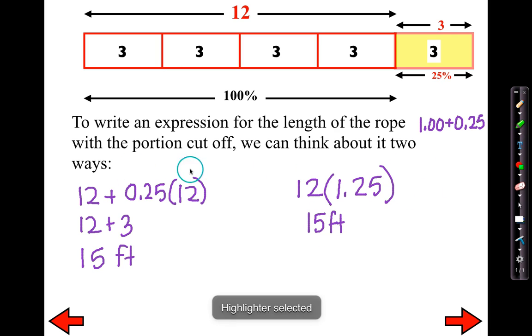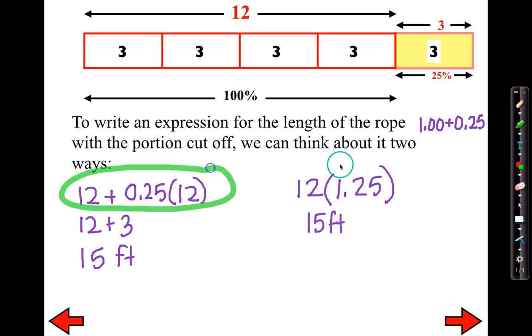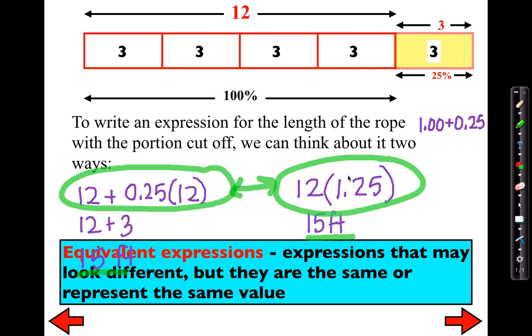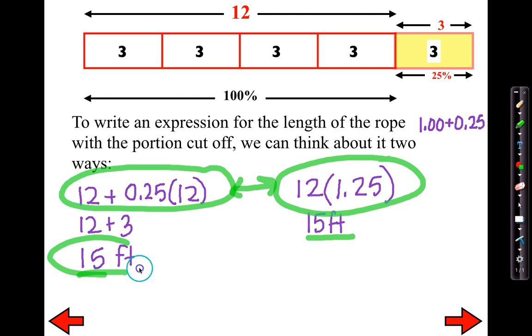So you're going to note here that these two expressions are equivalent, and I can prove it to you because the answers give us the same exact value. So once again, equivalent expressions look different, but they represent the same exact value. In both cases, we both got 15 feet as the total length for the rope.